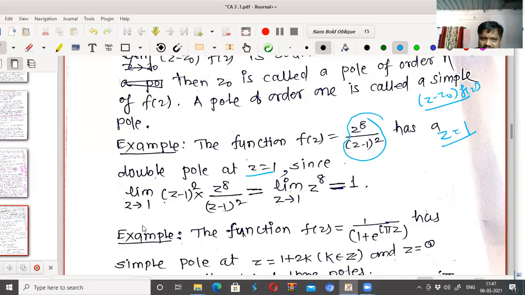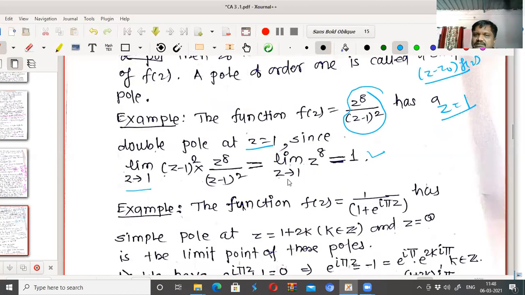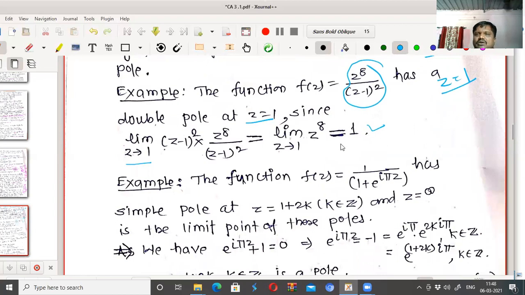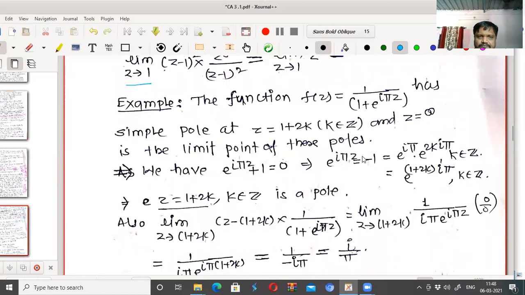So here, if I take the limit as z tends to 1, (z minus 1) square into z raised to 8 upon (z minus 1) square, then these two cancel. So we get only the limit as z tends to 1 of z to the power 8, that is 1. So this exists and it is bounded. That is, (z minus 1) square into z raised to 8 upon (z minus 1) square is bounded near z equal to 1. That is, the limit exists and therefore this function has a pole of order 2 at z equal to 1.